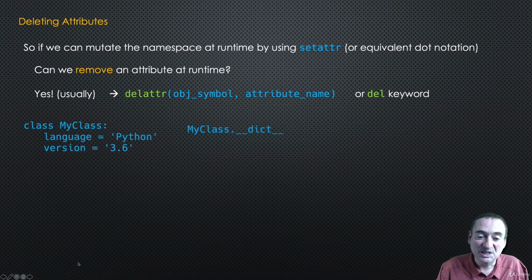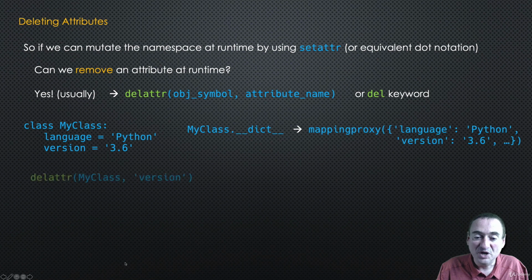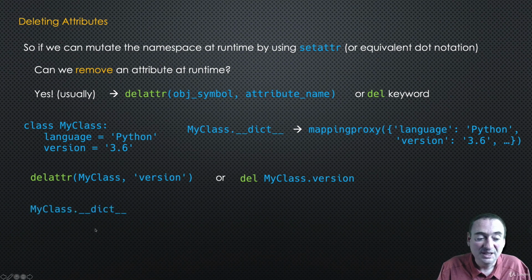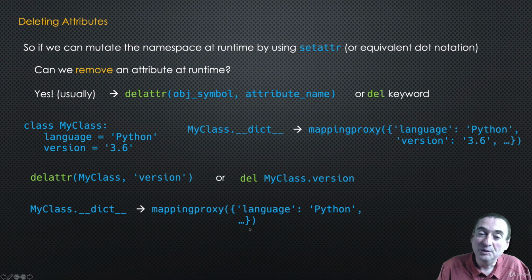So again, if we start with this class, if we look at this dictionary mapping proxy, we can call the delattr function, or we can just say del myClass.version. Just like we can say del dictionary square bracket and then the key name, here we just say del the object dot and then the attribute that we want to delete. Same thing. Or we can use the delattr function. Now if we look at the mapping proxy, if we look at the namespace, you'll see that version is now gone from there. It will no longer be in that dictionary.